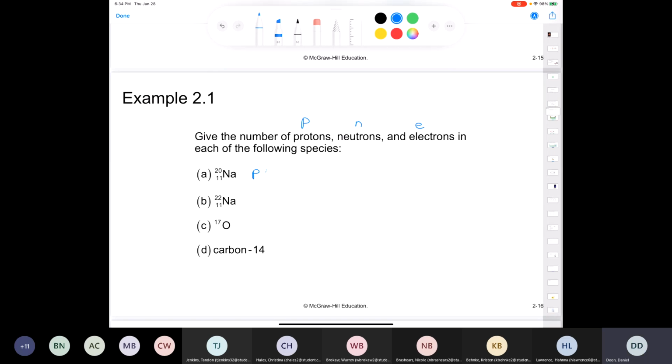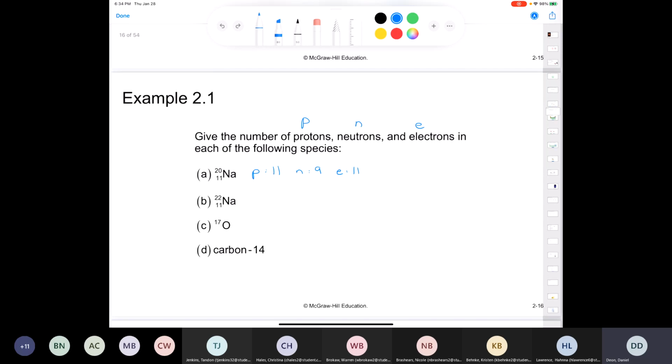Not a trick question. The answer is 11. Absolutely. Who could tell me how many neutrons are in sodium 20? Yeah, there's 9 because 9 plus 11 gives you 20. And electrons, there must be 11 because there's no charge.